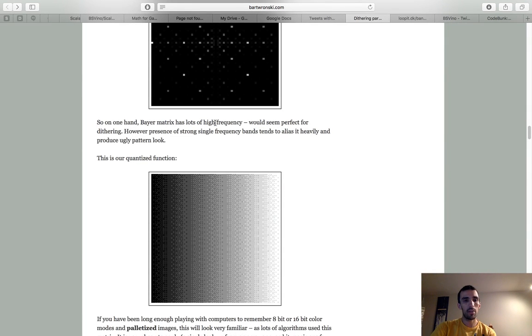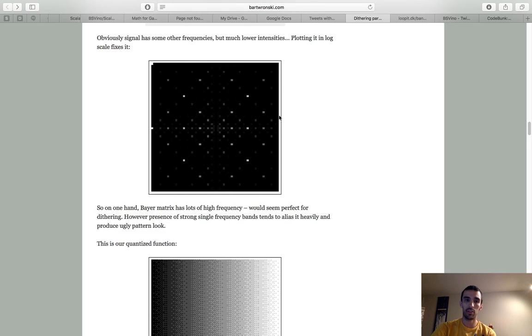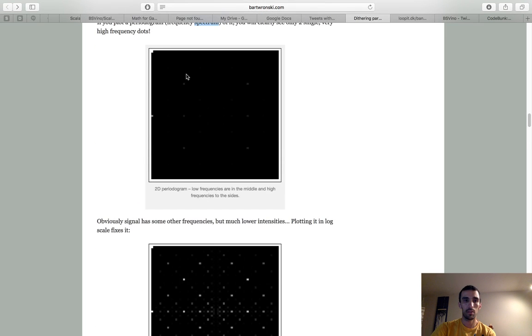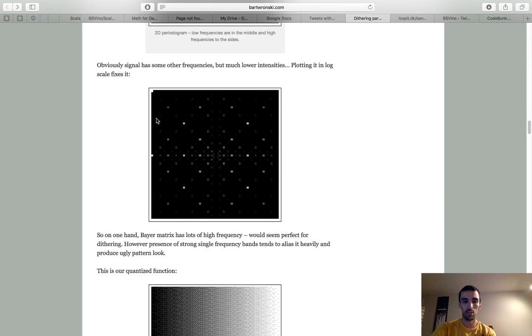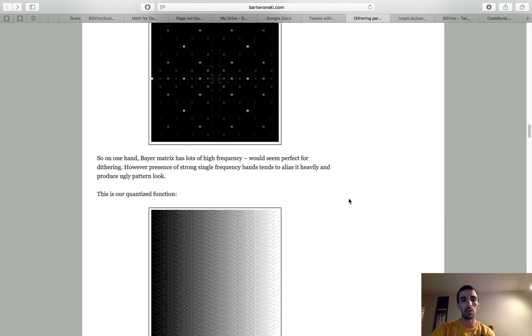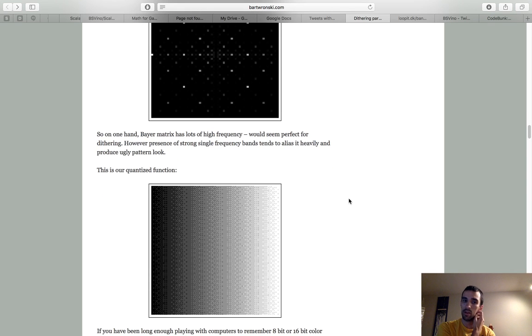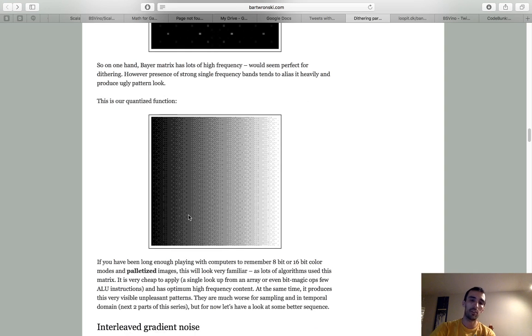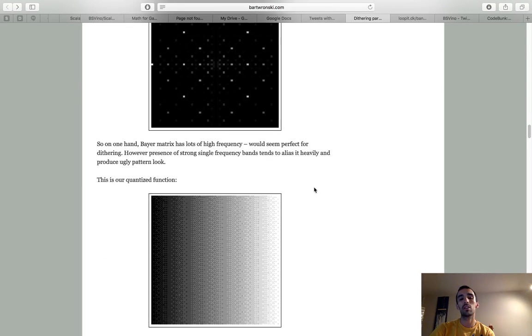So on the one hand, the Bayer matrix has lots of high frequency. That's perfect, and that's these high frequencies right here, because they're far from the origin. Not as much in the center. What there is in the center is darker than what there is on the outside. However, the presence of strong single frequency bands tends to alias heavily and produce an ugly pattern look. Yeah, it does that. I don't think it's that bad, to be honest with you. It is a pattern, and generally you want to get rid of patterns. That's what he's saying.